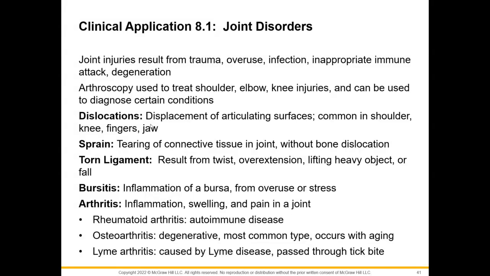Rheumatoid arthritis is an autoimmune disease. So that's when your own antibodies and white blood cells start attacking your own joints. Osteoarthritis, this is degenerative. It's the most common type, and it occurs with aging. And then there's Lyme arthritis. This is caused by Lyme disease that's passed through tick bites.